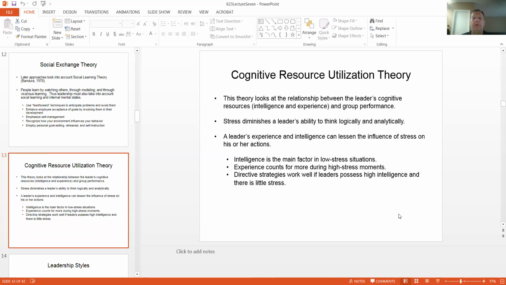When you have leaders who possess a very high intelligence level and there is very little stress in the situation, that's where we tend to see more directive types of strategies. But again, the way in which you will respond will depend upon the amount of stress and the leader's intelligence level as well as their experience level. Stress will have an impact upon whether intelligence or experience carries the day in terms of how the leader will interact with their employees and the types of decisions that leaders will make. So again, you have to tailor what you are doing as a leader to the situation in which you find yourself.